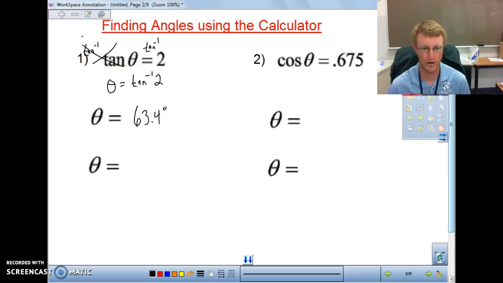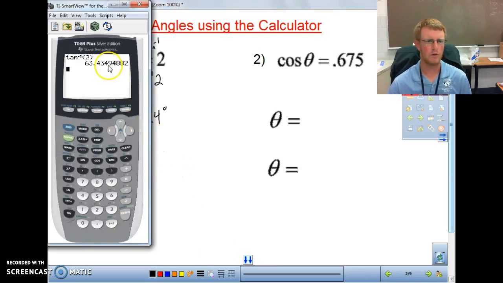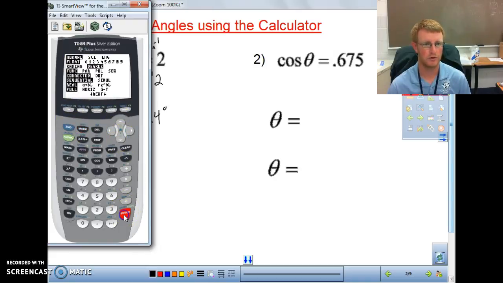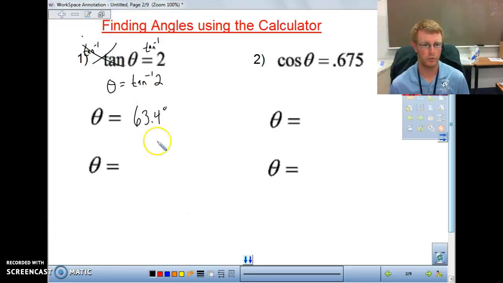Now, if we wanted it in radians, then we would do the inverse, but we have to change the mode to radians first. So change to radians, and then we would do the exact same thing. In fact, you could just hit enter again, and notice it does the exact same thing, and now we have 1.1 as our answer. So the second one would be 1.1 radians.